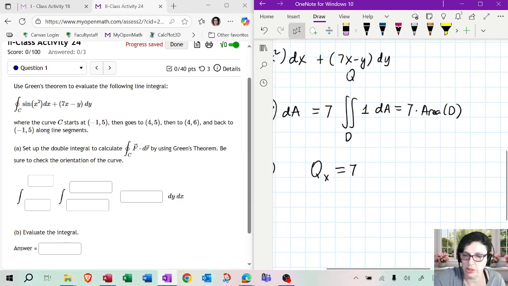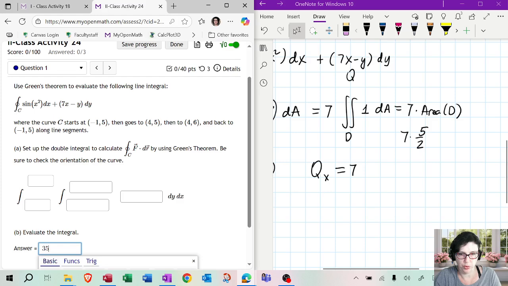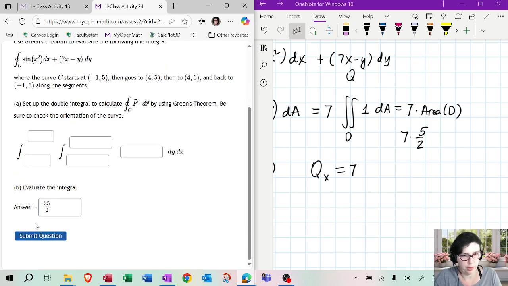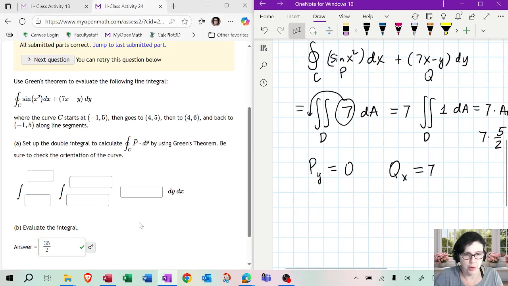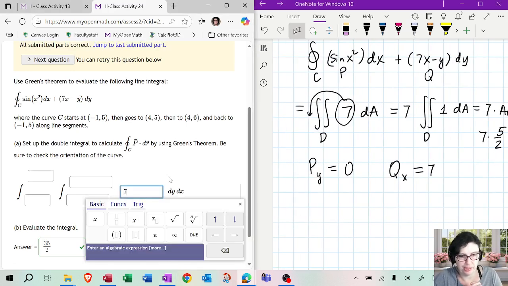So I will just get 7 multiplied by 5/2. So let's check that. That should be 35 over 2. Is that right? Yes, that's right. Okay. So now, in terms of what we're integrating, that's just 7.